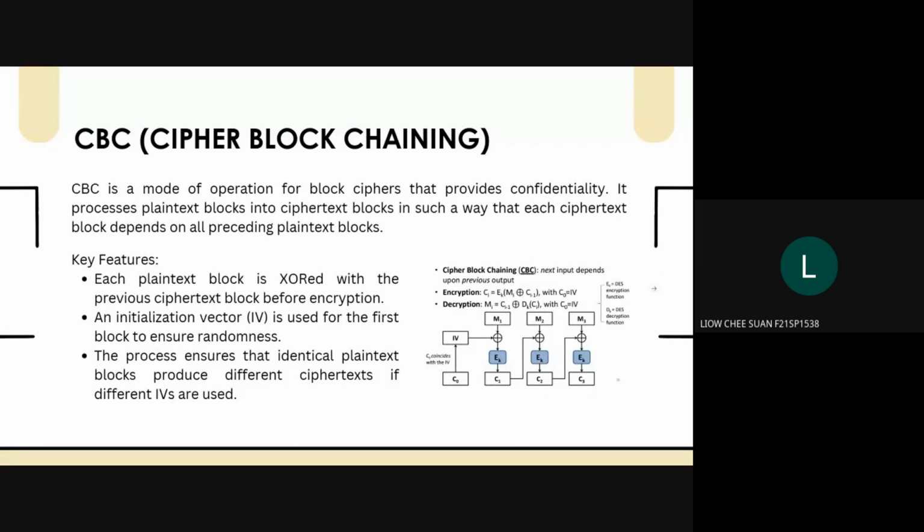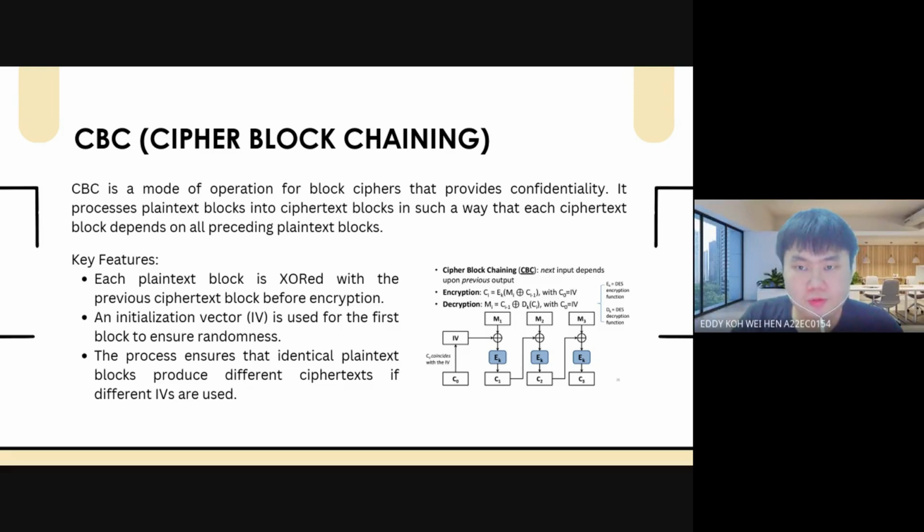Okay, so Eddy, what about the CBC? I hear it's used a lot in practice, but how does it differ from ECB? Okay, great question. CBC is also known as cipher block chaining, and improves security by using a chaining mechanism.